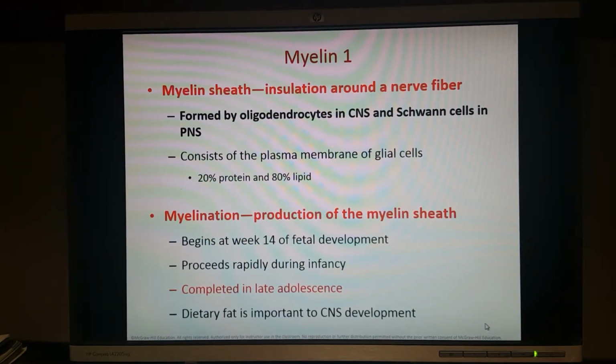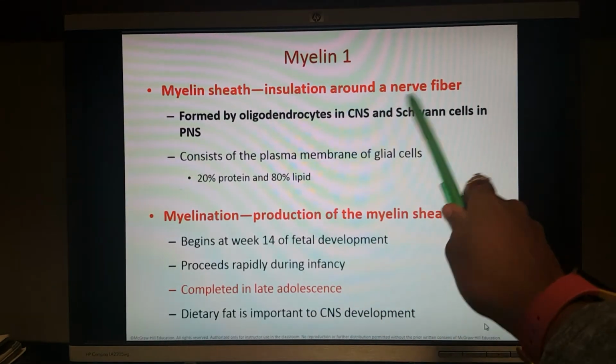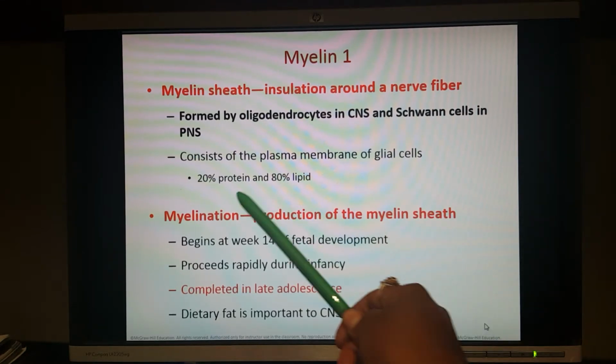Focusing on the myelin that wraps around those axons or the nerve fibers. So that again is your myelin sheath produced by your oligodendrocytes in your central nervous system and the Schwann cells in your peripheral nervous system. The majority of your myelin sheaths are lipids, with very little protein. It's actually made with the plasma membrane of these cells. So basically your plasma membrane is mostly lipid with a little bit of protein. The production of creating this sheath is called myelination.